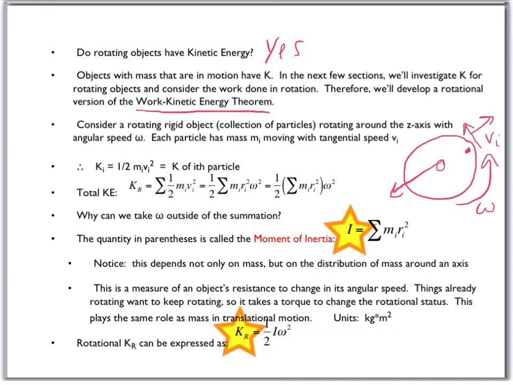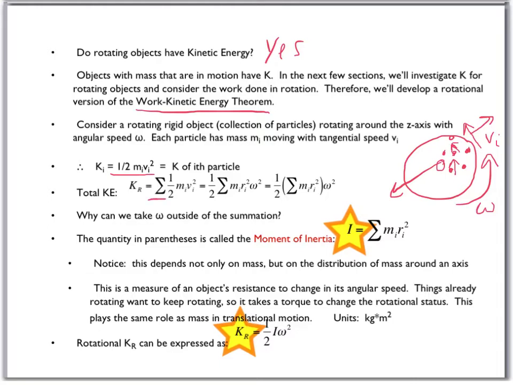So if we were to look at the kinetic energy of any one of these little individual particles, of course we know that kinetic energy is going to be 1/2 mv squared. So the ith particle is going to have a kinetic energy of 1/2 m_i v_i squared. That means that the total kinetic energy of this entire disk is going to be the sum of the kinetic energies of all the little particles of mass or pieces of this CD as they all rotate around with their own little masses and their own little velocities.